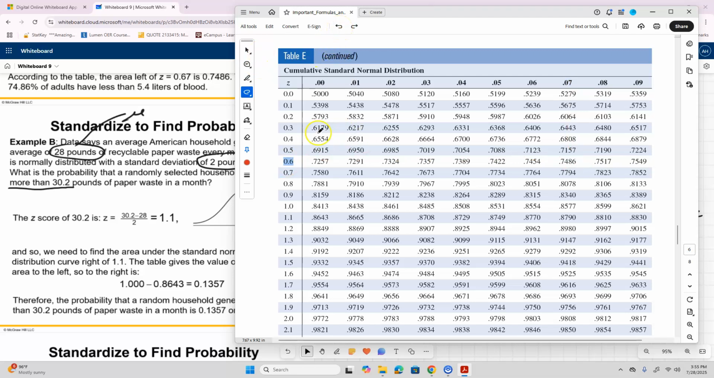So let's get rid of this. We were at, what was it, 1.1. So here is 1.1, and then you might say to yourself, well, there's not a hundredths place, so where do I go? Well, 1.10. So we're going to come across to just 0 and then down, and we're going to end up at 0.8643.